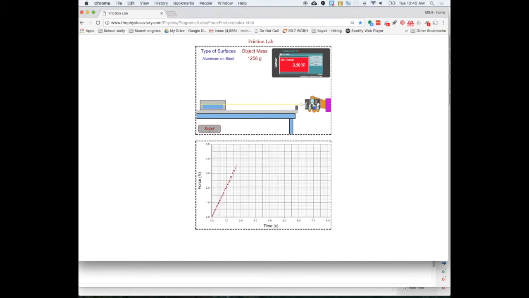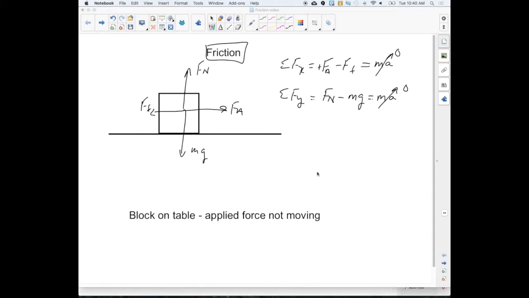And you'll notice that the force is applied, the object does not move, and then at some point it begins to start sliding. So there are a couple of things that we should notice. I've done a screenshot of this, and it's going to be on the next slide.